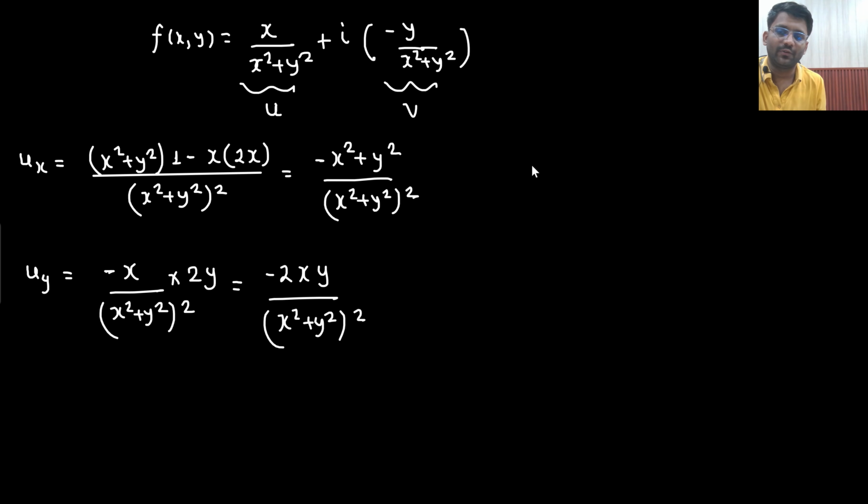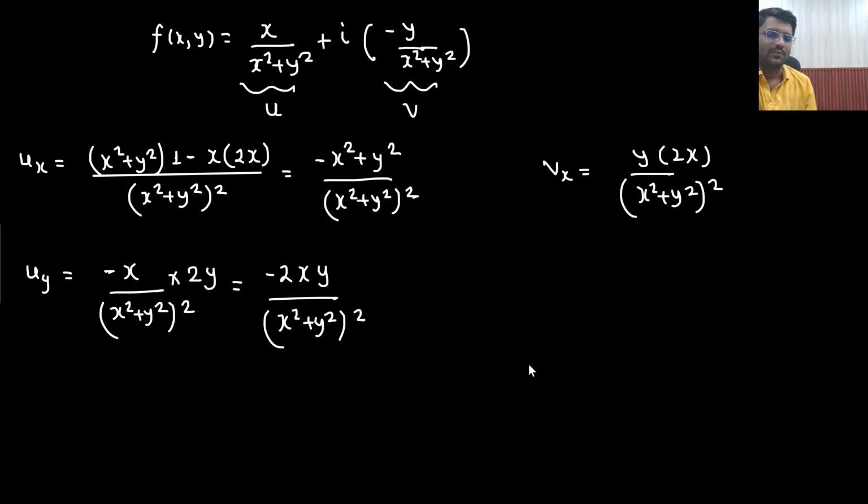Now partial differentiation of v with respect to x. So y will be treated as constant. So here the answer you will be getting is y upon x square plus y square whole square, multiplied with 2x. So the answer you are getting is 2xy upon x square plus y square whole square. 2xy upon, and what about vy?